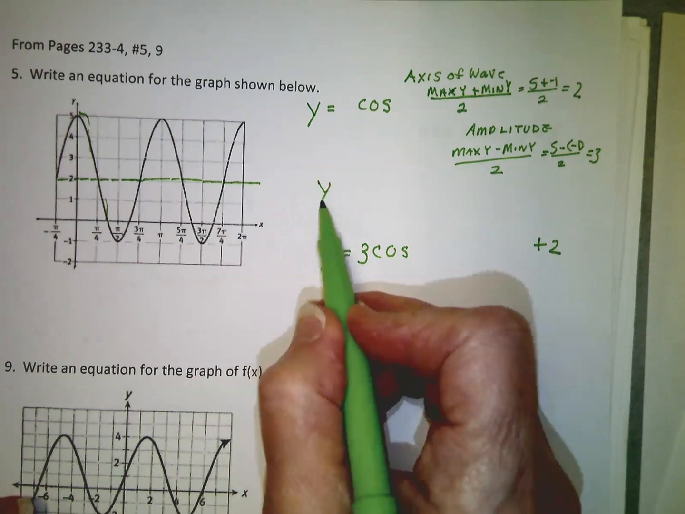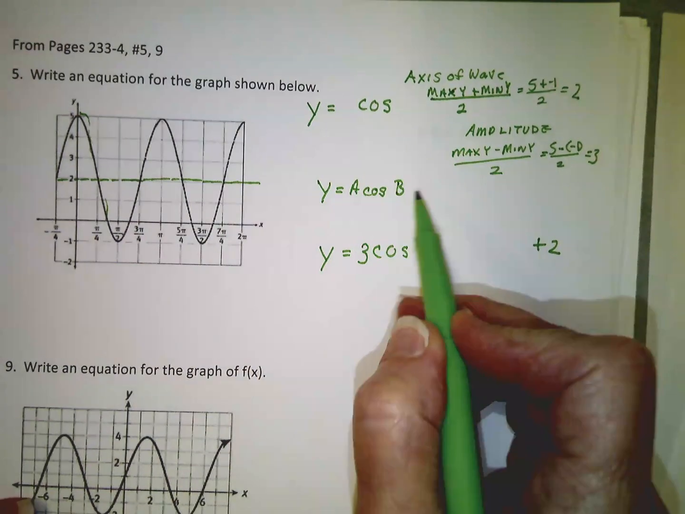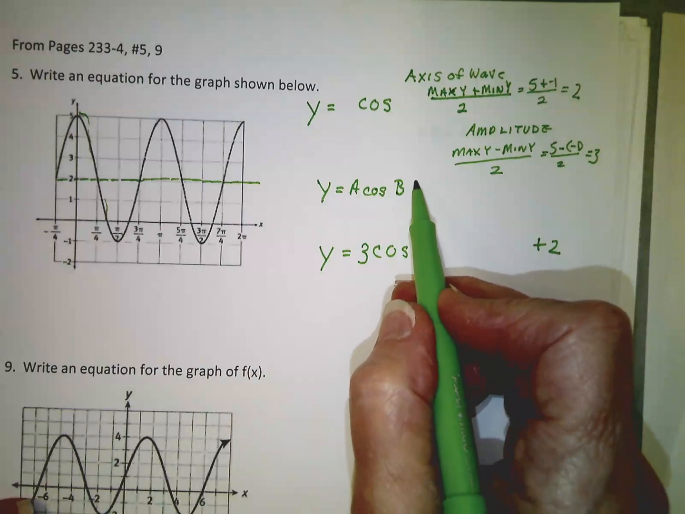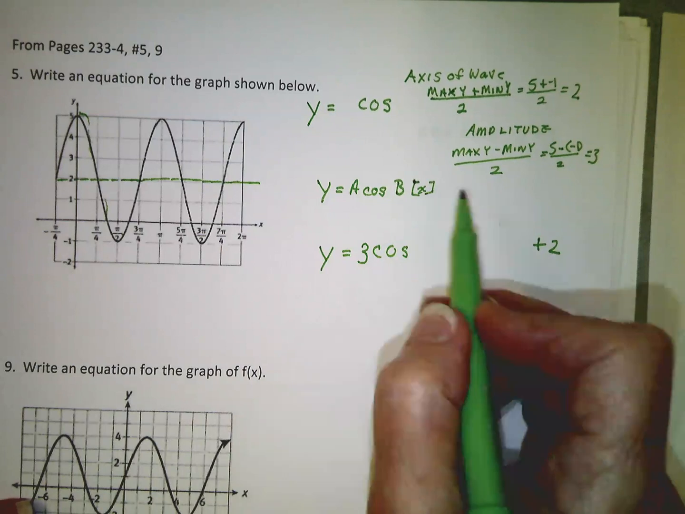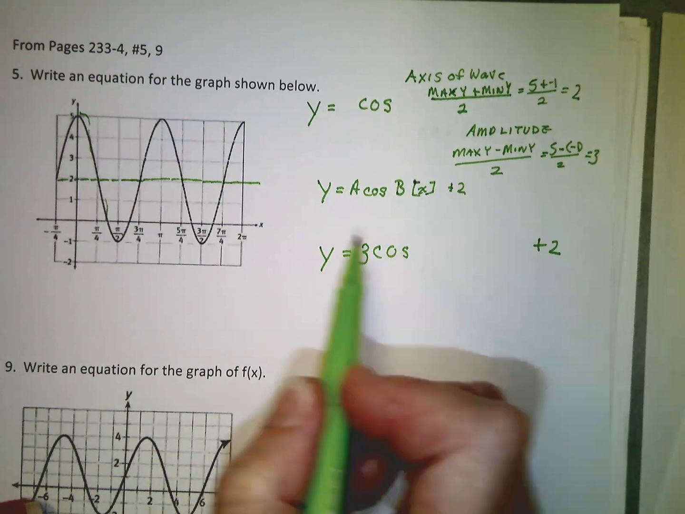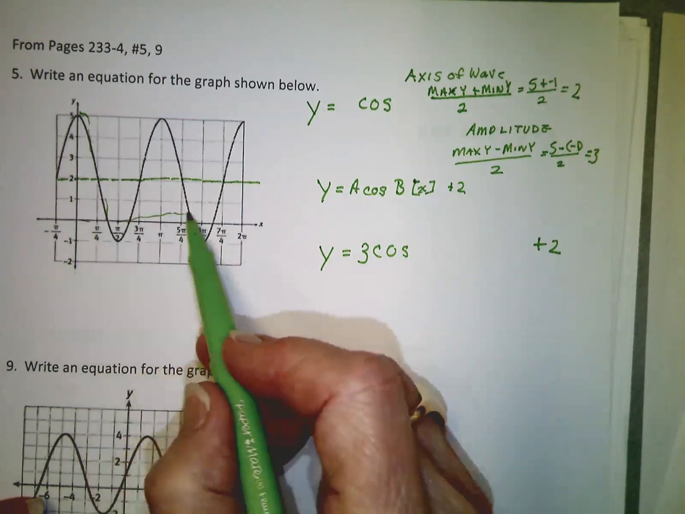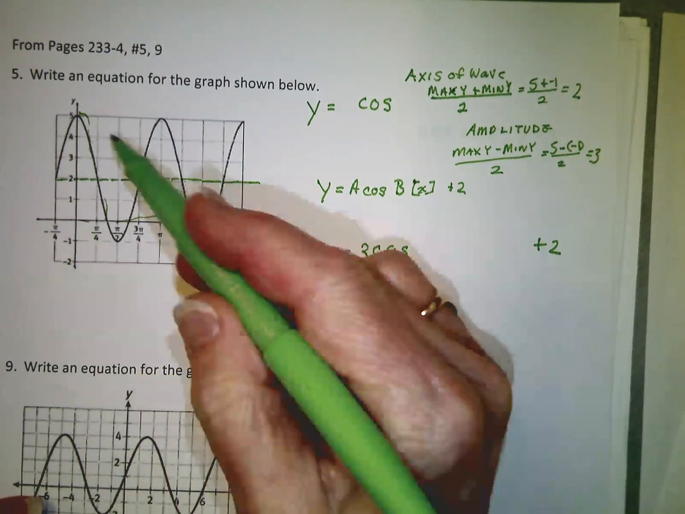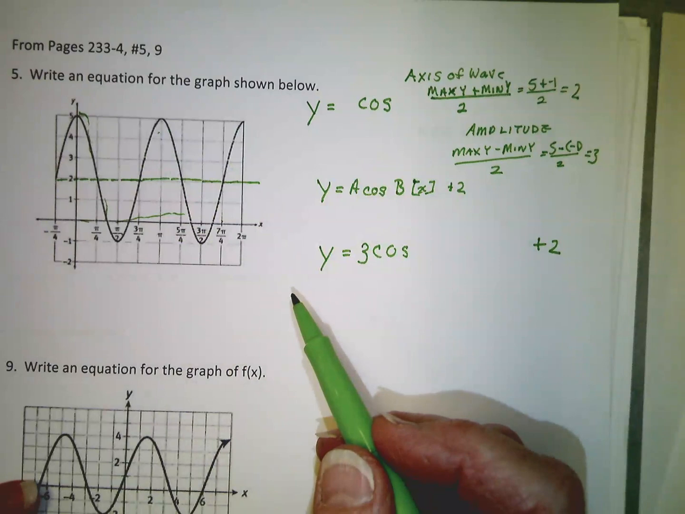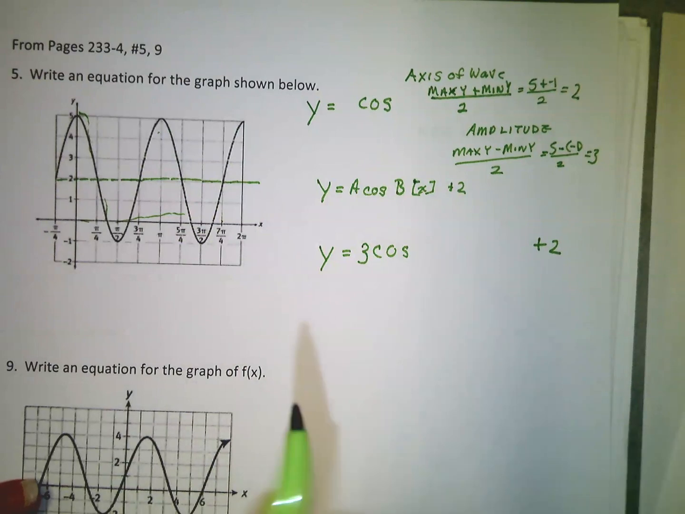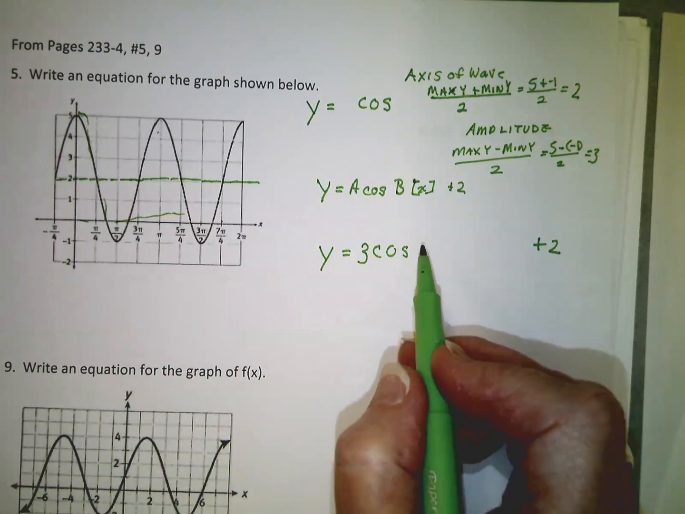Because the equation is y equals amplitude times the cosine times the b that affects the frequency and the period, times, in this case, it's not x minus anybody, and we have a plus 2 on the end. Now you might be able to tell just by looking at the graph, 0 to 2 pi is the normal period, and we got 2 full cycles in it. So that's looking like B is going to equal 2. We'll have to check.